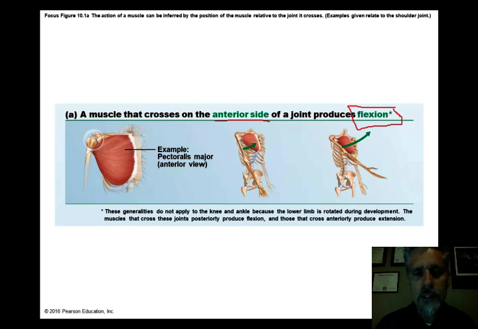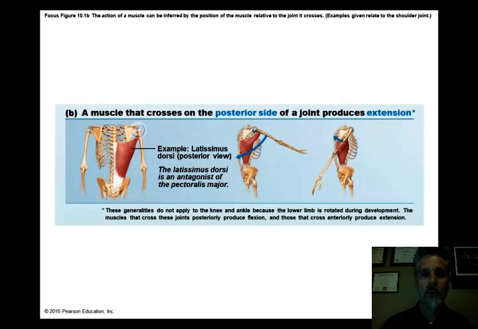Now, as always, we try to give you these guidelines. It's not a hard and fast rule. There are particular, if you will, exceptions to the rule. So if on the anterior side we get flexion, that means on the posterior side we generally get extension.